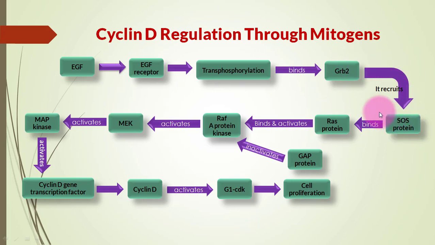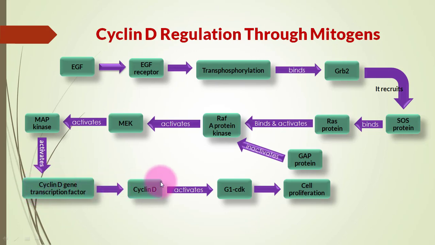SOS protein in turn will activate a RAS protein, which is a membrane protein, same like G-linked proteins, and then the RAS protein will in turn bind and activate a RAF protein kinase. RAF protein kinase will activate another protein called MEK, and MEK protein will activate a mitogen activated protein kinase or MAP kinase. This MAP kinase finally will activate a transcription factor for cyclin D gene.